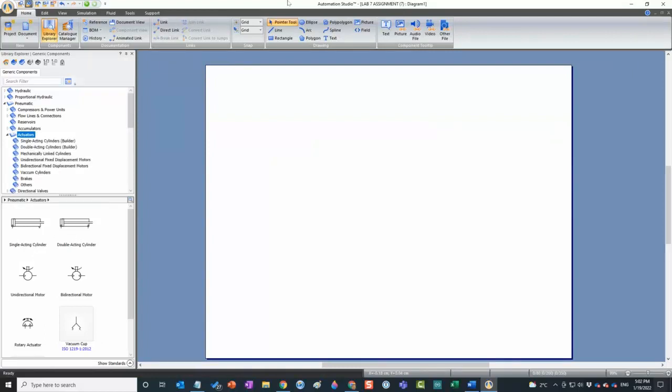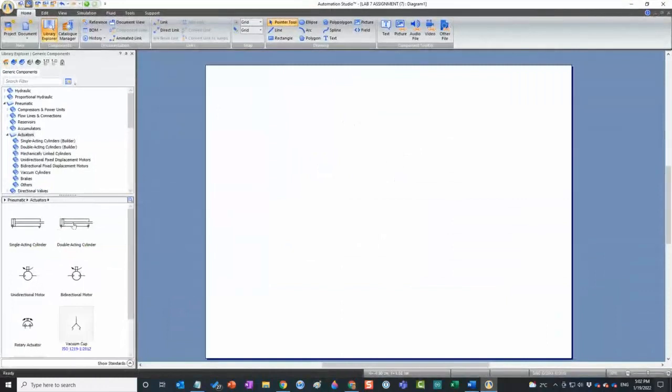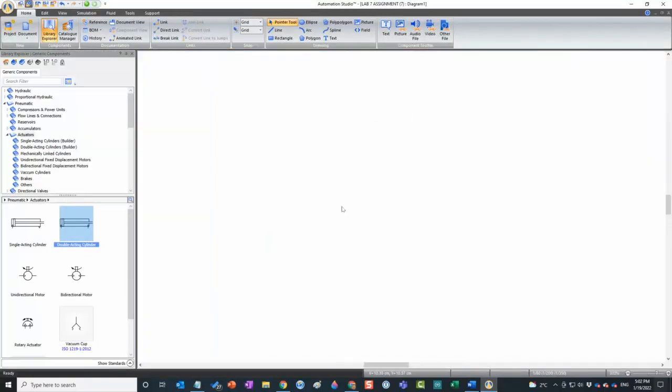I want to use a double acting cylinder, and the reason is that I can control its extension and retraction. So I want a double acting cylinder. I'm going to grab this and just pull it over here. That's it. We're done. Isn't that nice? It's not complicated. I'm going to zoom in, and the way I'm going to zoom in is Control and then scroll. Pretty standard zoom in. You guys are good with that. So there you go. I have that.